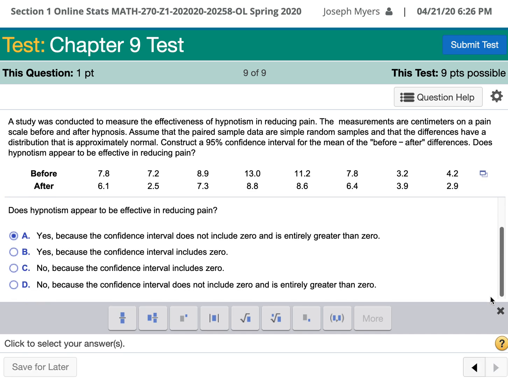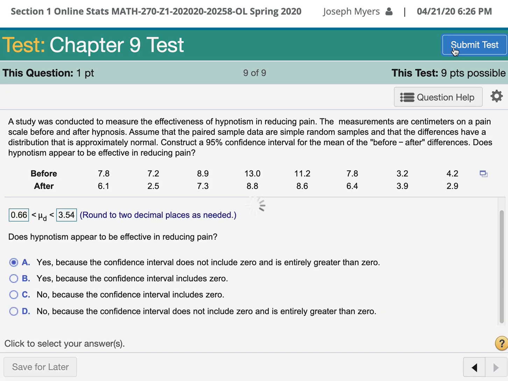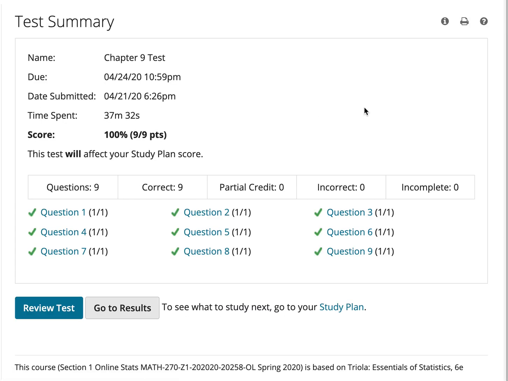And then that's all. And those are your notes for helping you on the Chapter 9 test.